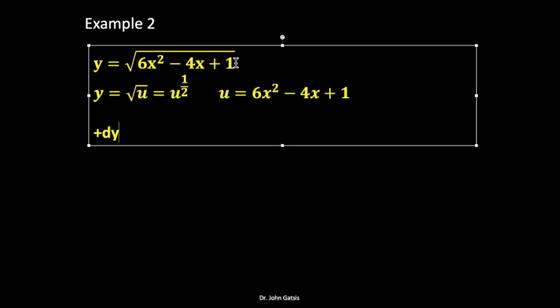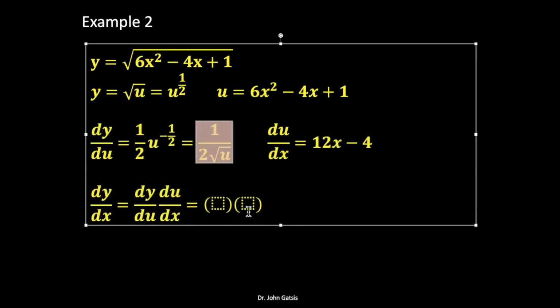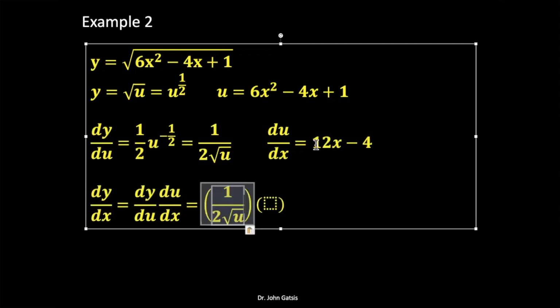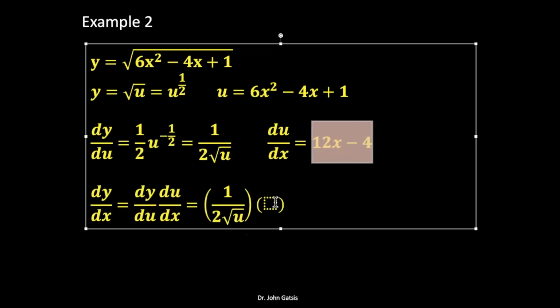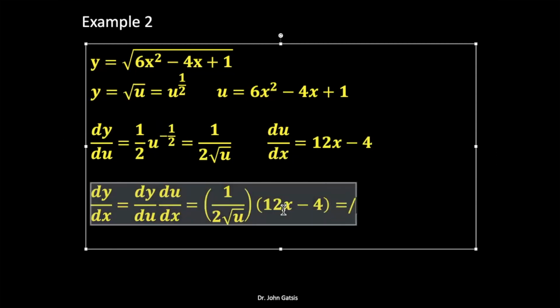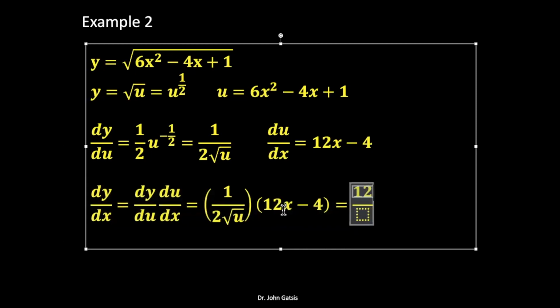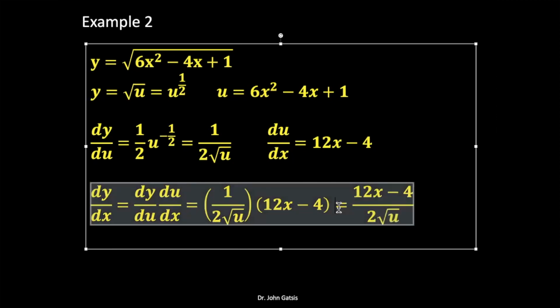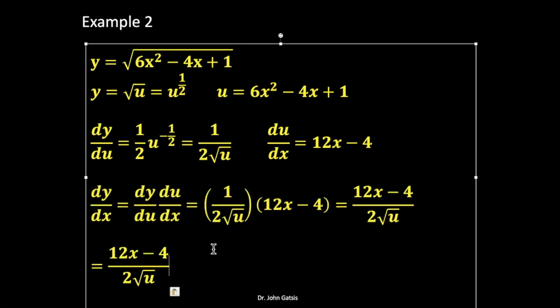So we would write here dy/du, just do some copying and pasting here. So it's this times that. We could write this a little bit nicer, right? Here, let's do 12x minus 4 over 2 times the root of u. I'm just going to move on to another line here to finish.